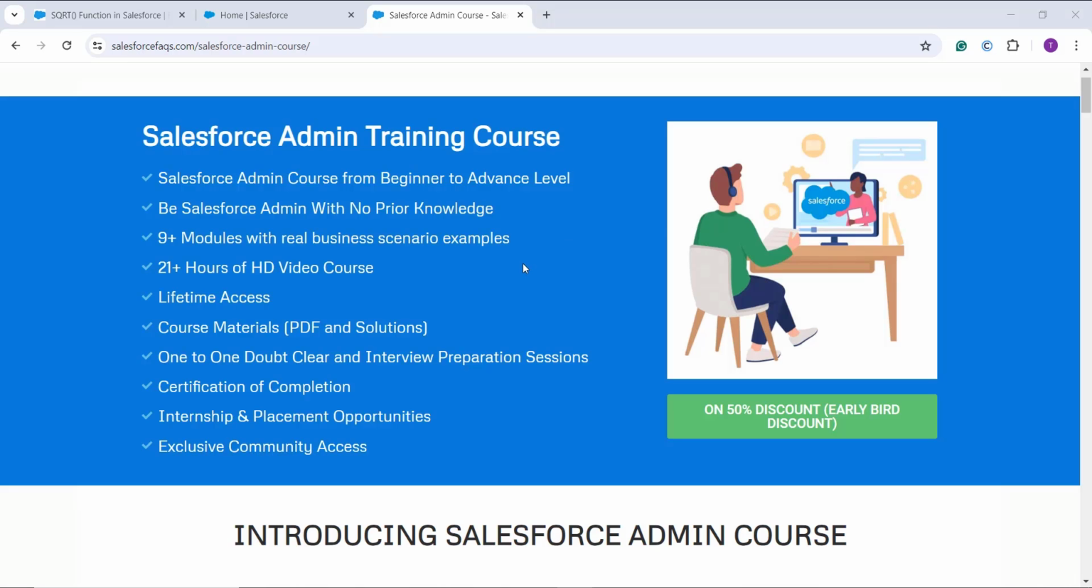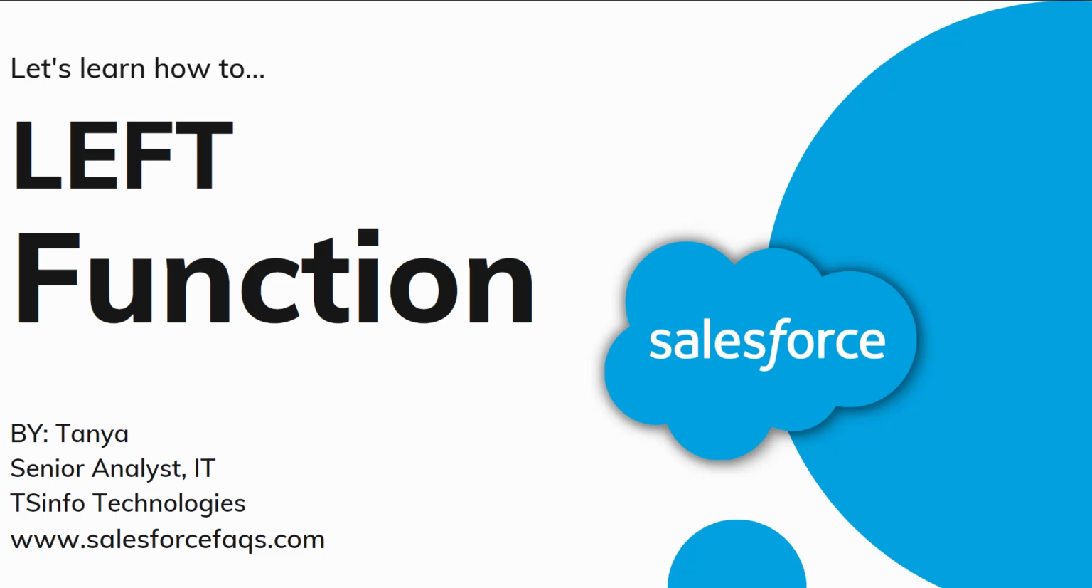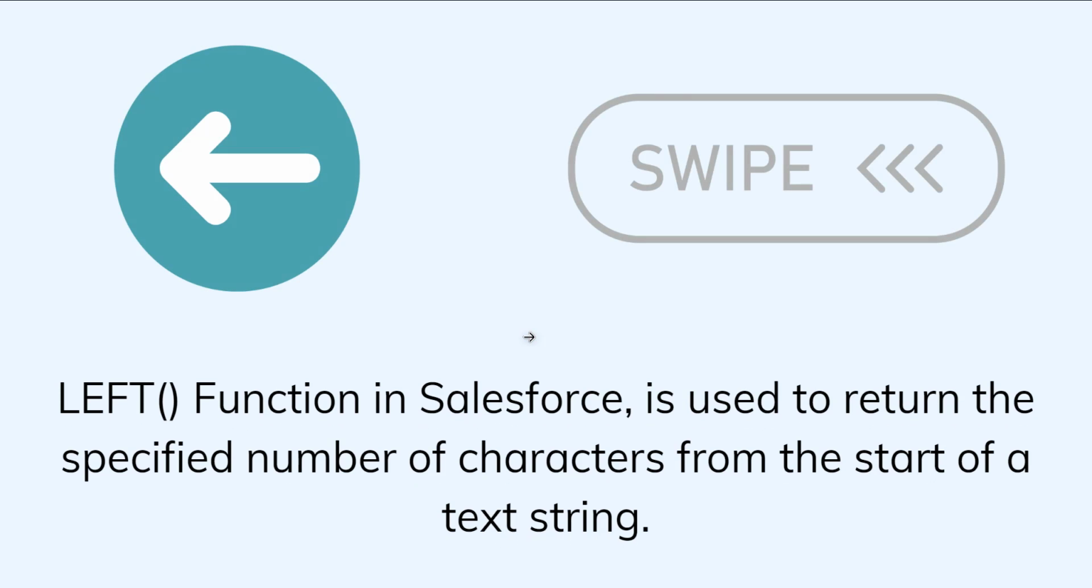So now let's move back to our today's topic. Today we are going to learn about the LEFT function in Salesforce. Let's first understand what we mean by this LEFT function. This LEFT function is one of the text functions of Salesforce that is used to return a specified number of characters from the start of a text string. You can say that the LEFT function is used to extract the specified number of characters from the leftmost side of the string. If we see its syntax, the syntax is given on your screen.